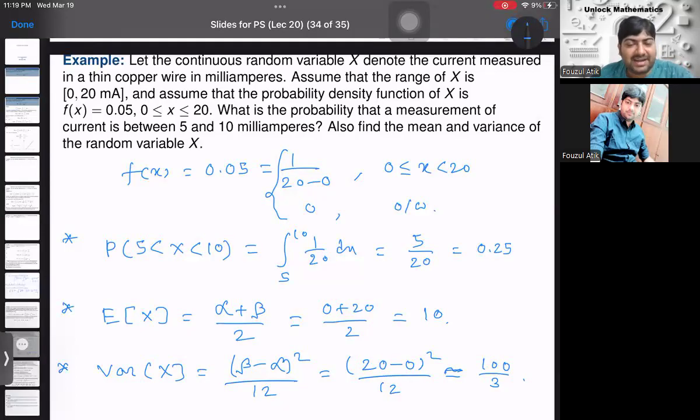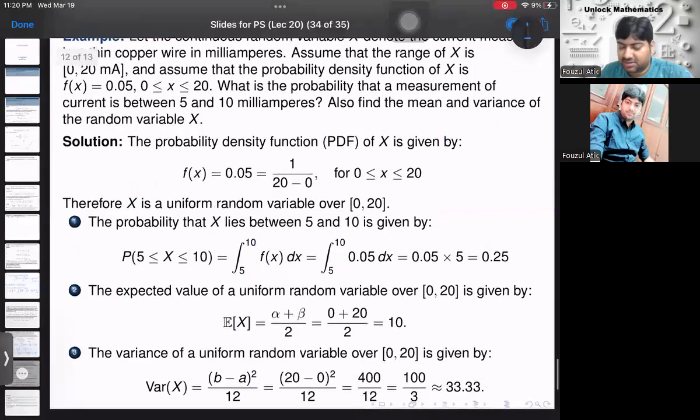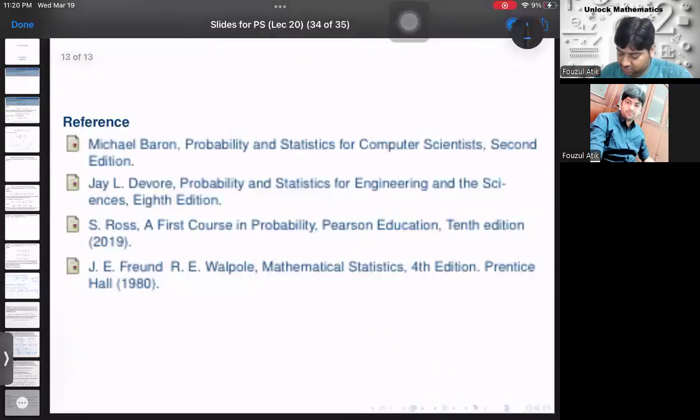So sometimes if you identify the random variable and if you know its standard formula, that is, the mean and variance, you can directly apply that. Right? I hope you understood these examples. The content I have taken from these references.